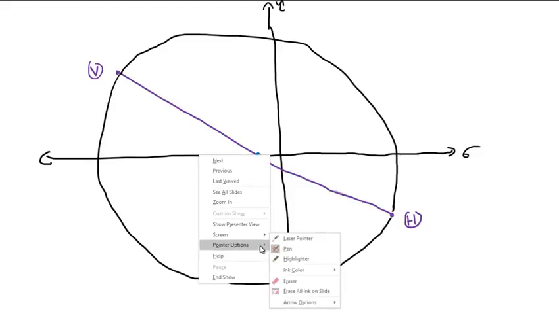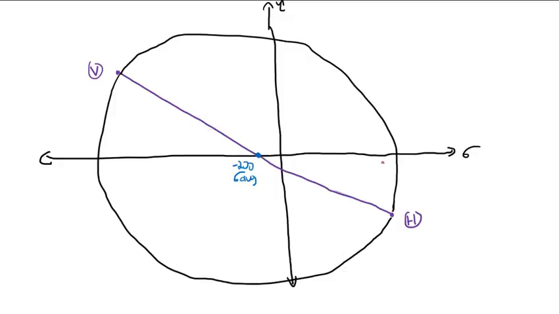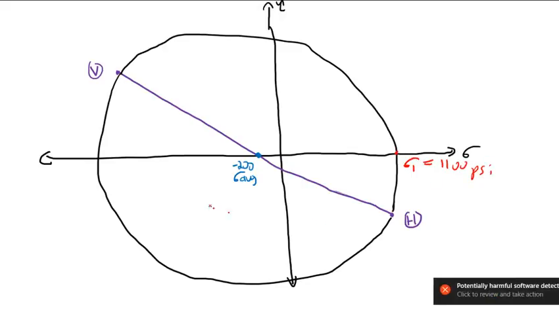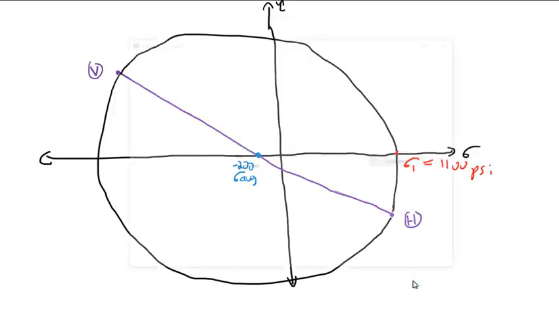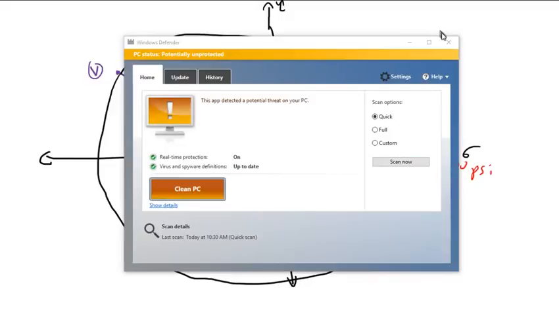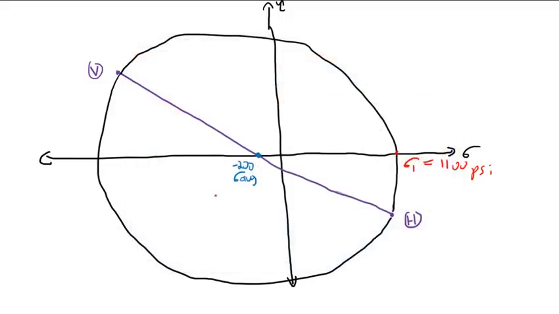So the first thing I can find is my sigma 1 and sigma 2 based off of the circle. Again, to do this properly, you need to actually do this on graph paper using a protractor and a compass and a ruler. So sigma 1 here equals 1100 psi. Sigma 2 will be negative 1500 psi.